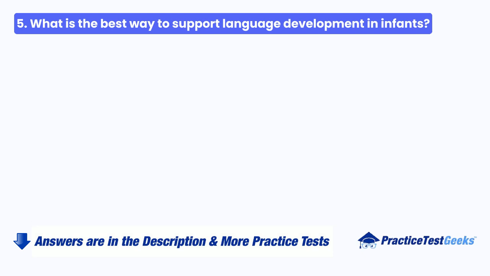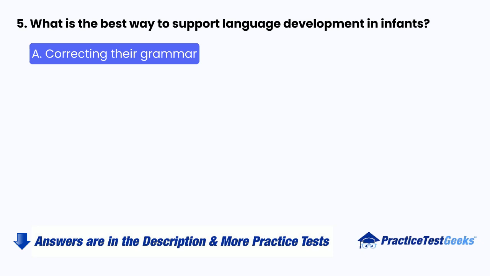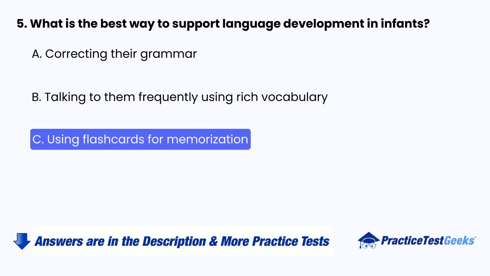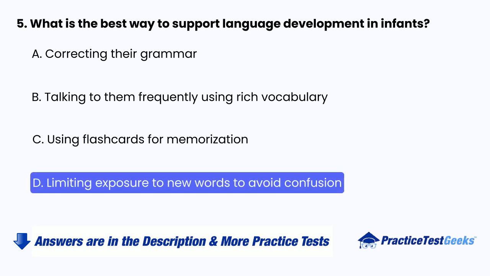5. What is the best way to support language development in infants? A. Correcting their grammar. B. Talking to them frequently using rich vocabulary. C. Using flashcards for memorization. D. Limiting exposure to new words to avoid confusion.